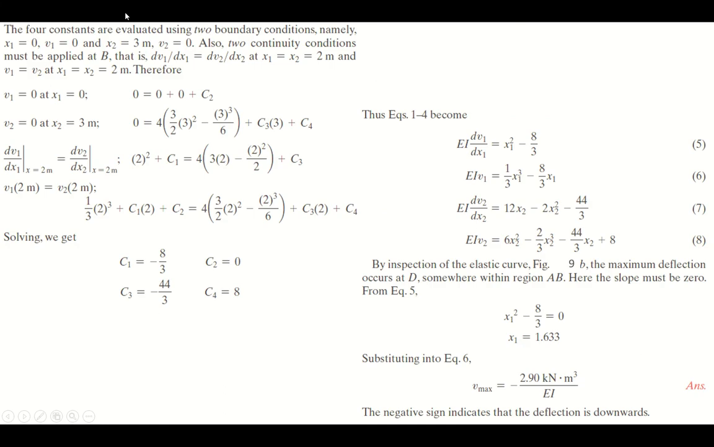So you have two boundary conditions: at x1 equal to 0, mu1 is equal to 0, and when x2 is equal to 3, mu2 is equal to 0. So these are the two boundary conditions that we can put. Also, two continuity conditions must be applied at B.